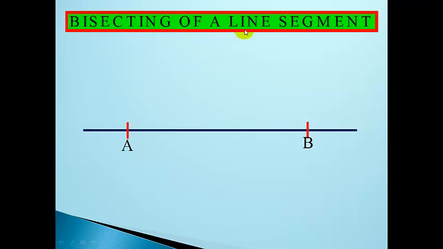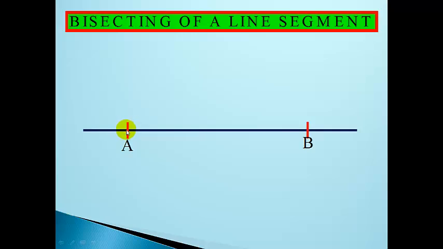Now, bisection of a line segment. When we talk about bisecting a line segment, it means that we are to divide the line into two equal lengths. Now, considering the straight line drawn, we have points A and B on the line. So AB is a straight line. When we talk about bisecting the line AB, it means that we are to divide the line AB into two equal lengths. Now, how do we bisect the line AB?